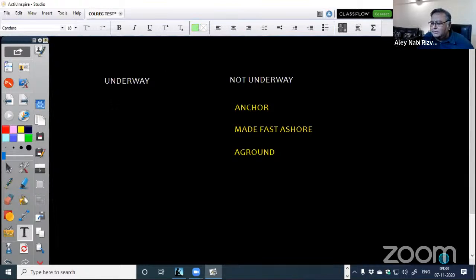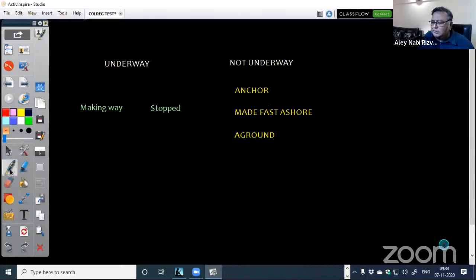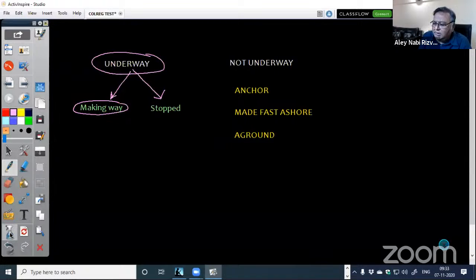And underway can be categorized in two ways. Either the vessel is making way or not making way, or stopped. So the underway category is either the vessel is making way or the vessel is stopped. That is the category of underway. Now, in the rules, they will talk about either this term underway, or this term making way. So what does it mean? If the vessel is underway, that means the vessel is either stopped or making way. Let me repeat. If the vessel is underway, that means the vessel is either making way or stopped. And if we say the vessel is making way, that simply means the vessel is not stopped.